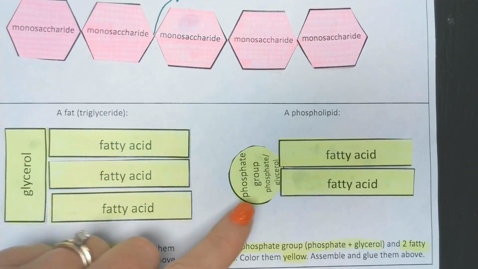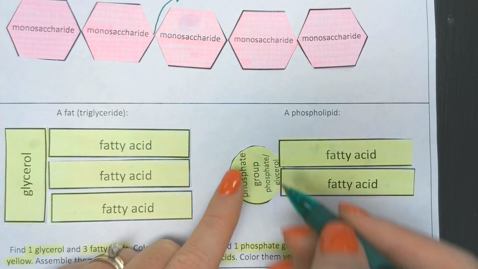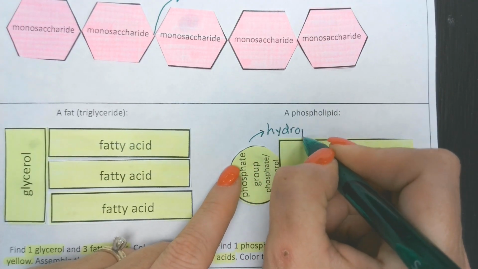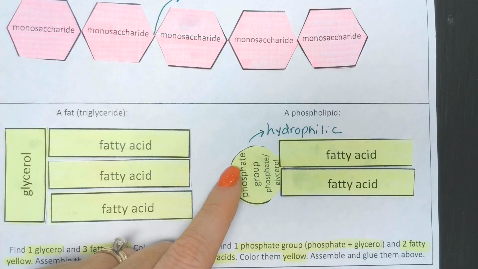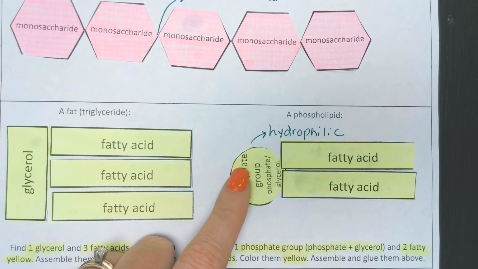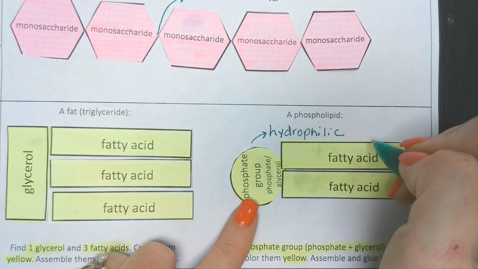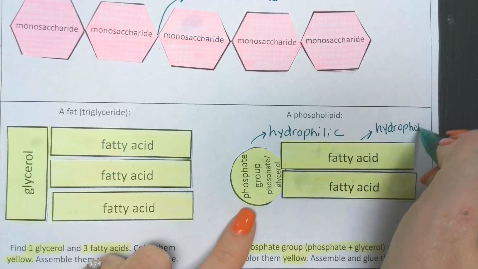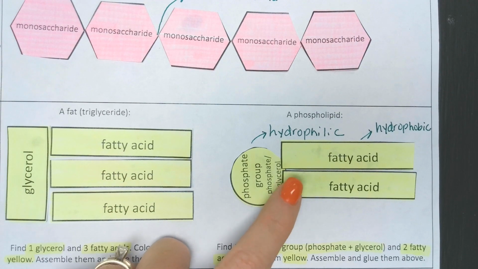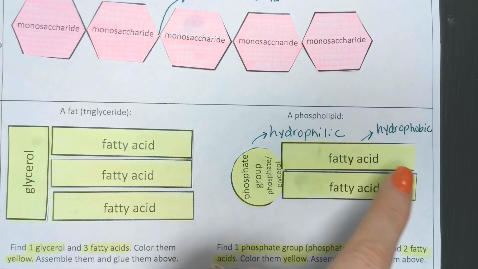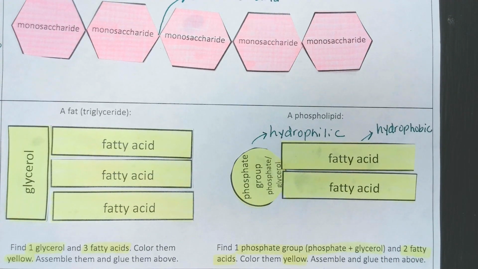So we're going to go to our phosphate group and we're going to label this hydrophilic. And again, we talked about this yesterday, the phosphate group is going to attract water. These fatty acid tails are hydrophobic. They are going to repel water. And we know this because these are fats, fatty acids, so hydrophobic. All fats, all lipids are hydrophobic.